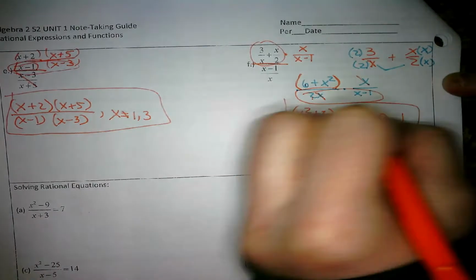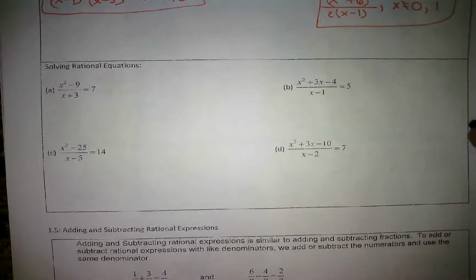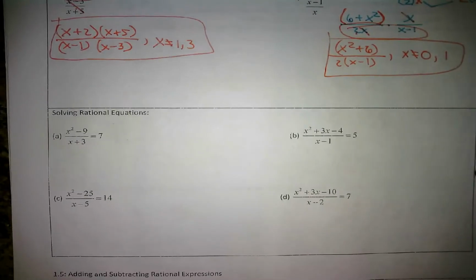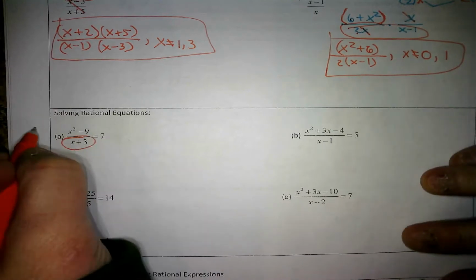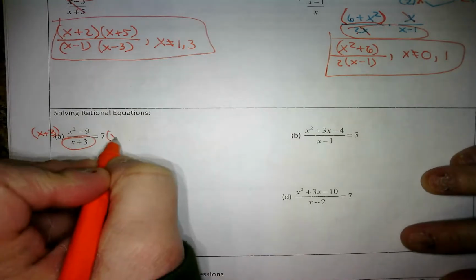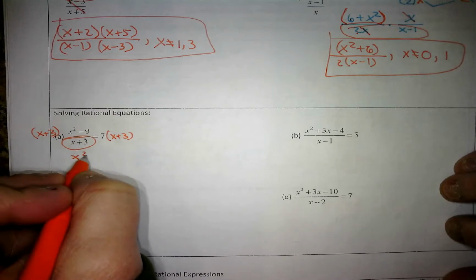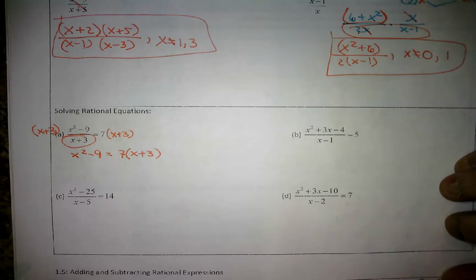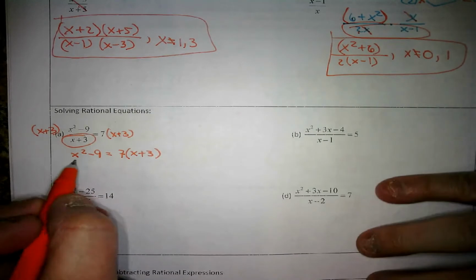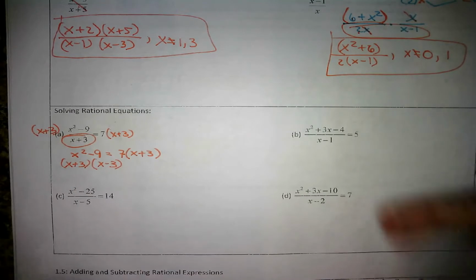And the last thing that we're going to do is solving rational equations. Well, the last thing for 1.4. So for 1.4, solving rational equations, we need to get rid of this denominator. So in order to get rid of this, we're going to multiply x plus 3 on both sides. So now we're going to have x squared minus 9 equals 7 times x plus 3. Well, this right here becomes x plus 3 times x minus 3. And this becomes 7 times x plus 3.